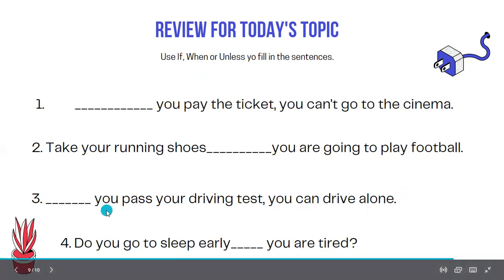Number 4, do you go to sleep early, blank, you are tired? Do you go to sleep early if you are tired?